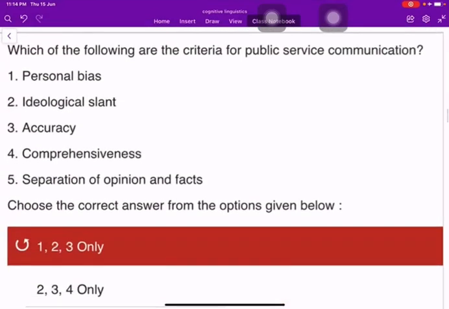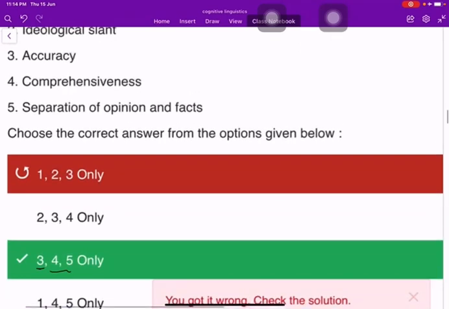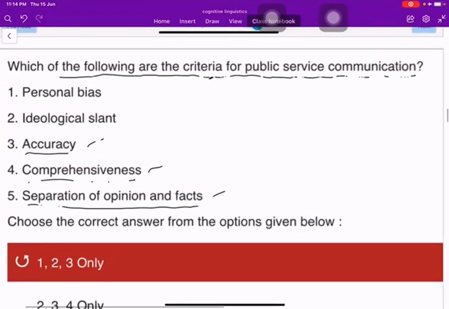Now, which of the following are the criteria for public service communication? So that's 3, 4, and 5 only. So accuracy, comprehensiveness, and separation of opinion and facts. Which of the following are the criteria for public service communication? That is accuracy, comprehensiveness, and separation of opinion and facts.